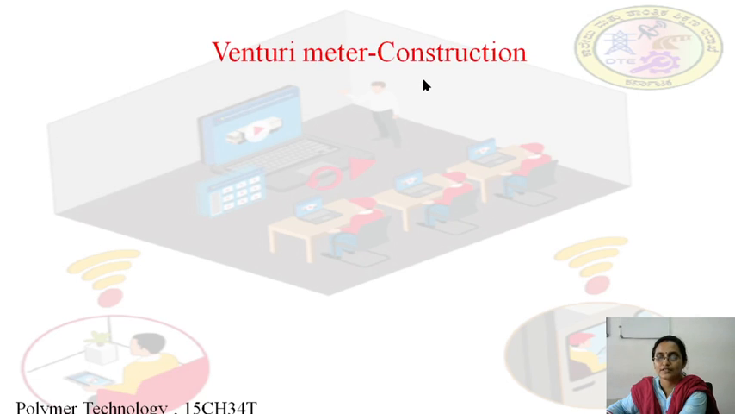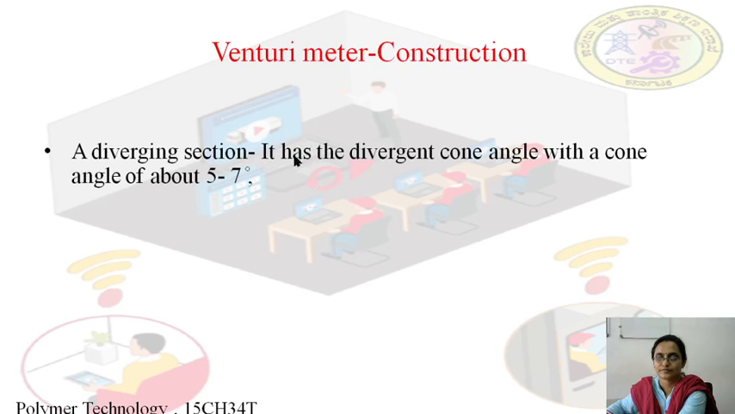Now we come to the construction of the venturimeter. In the venturimeter, a diverging section is there. It has a diverging cone angle of 5 to 7 degrees.